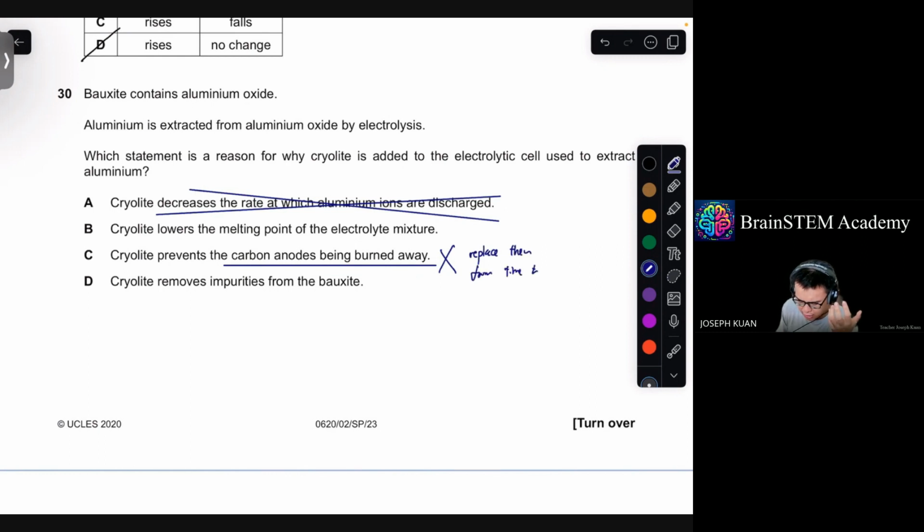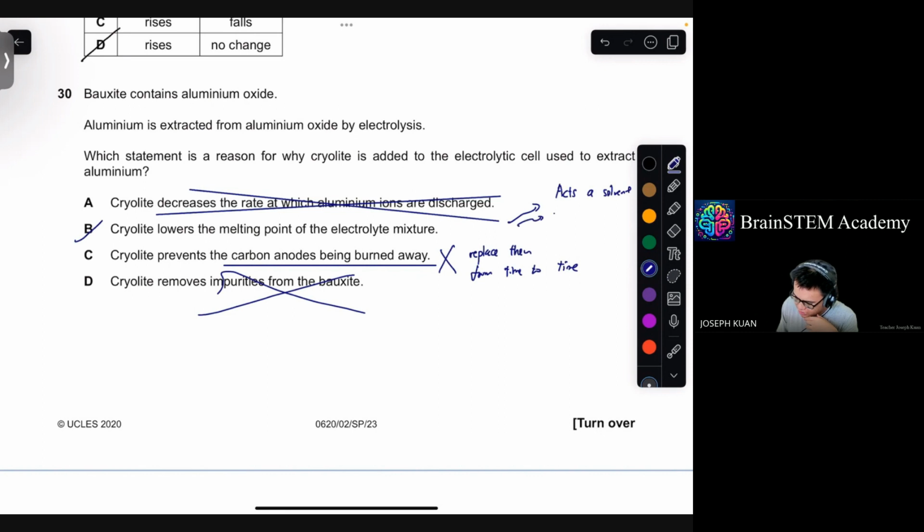And then lastly, cryolite removes impurities from the bauxite. No, it does not do that at all. It's not that magical. So the best answer out of this question is B, although I won't encourage my students to write this in paper 4. Because the real purpose of cryolite is actually to lower the operating temperature. It acts as a solvent, like if you talk about model answers for paper 4.